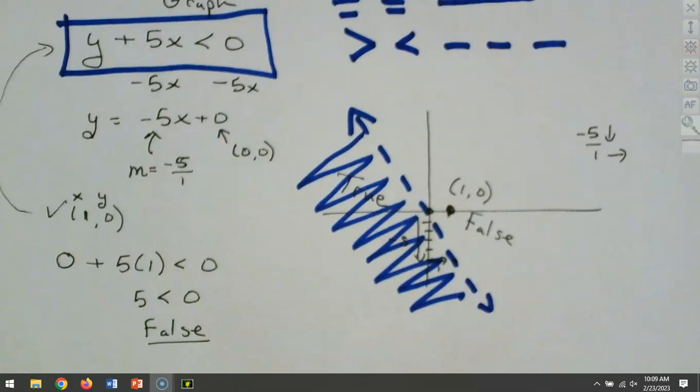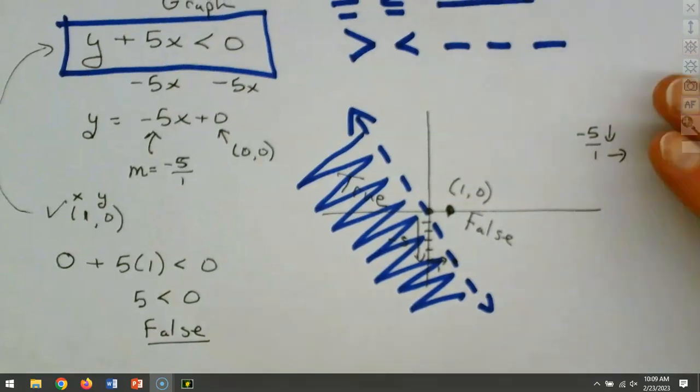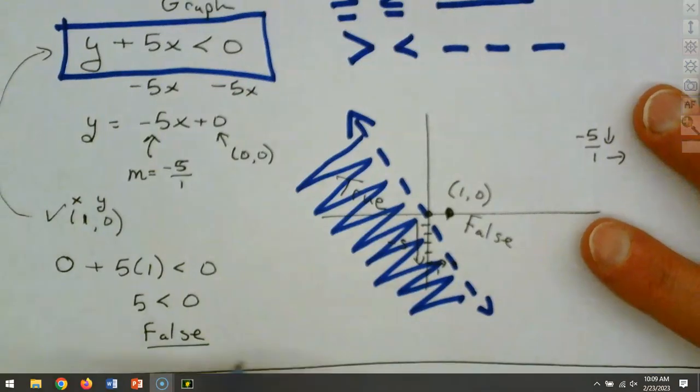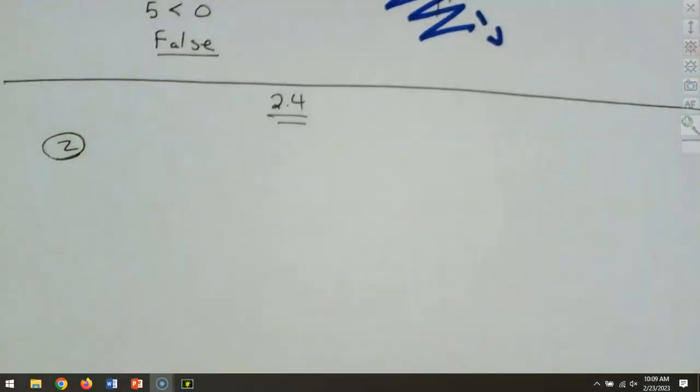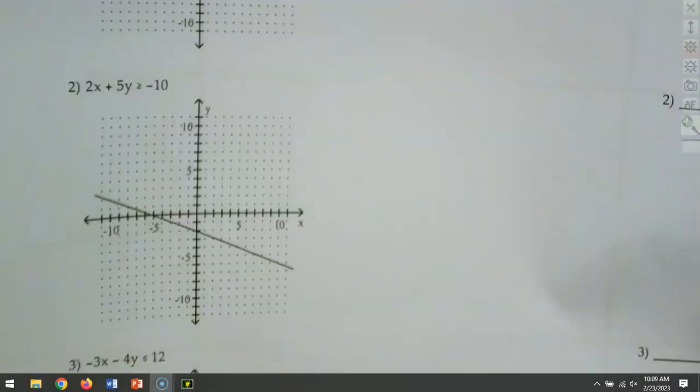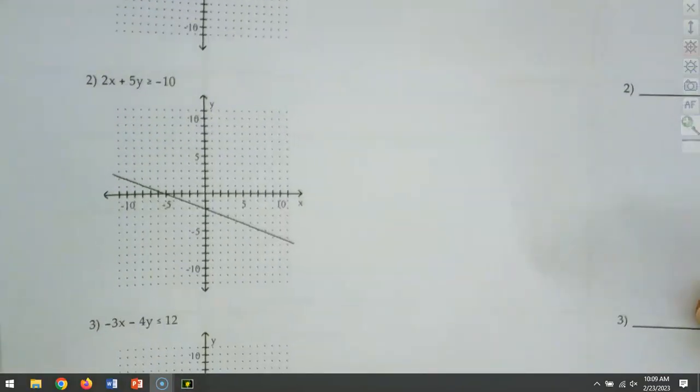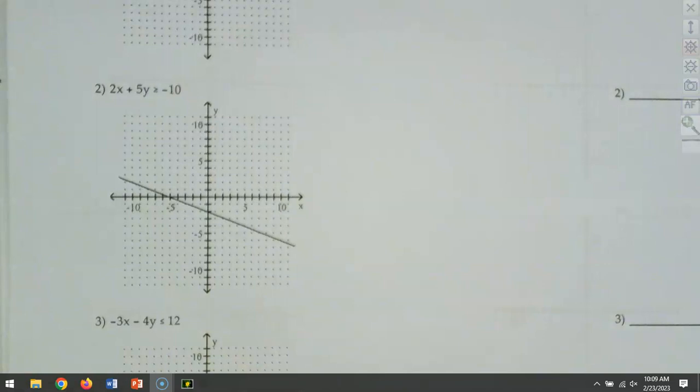Now I do want to work out one of the homework questions, because there's a couple of these where they give you the graph already, and all they want you to do is shade it. So we're going to look at question 2 from your homework, out of 2.4. Now, don't try to make this one harder than what it needs to be. There are 3 or 4 of these where you already have the graph.